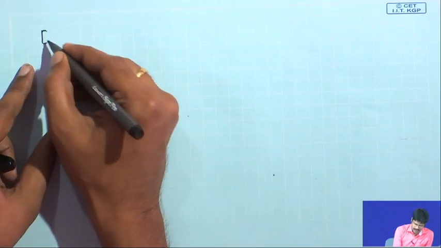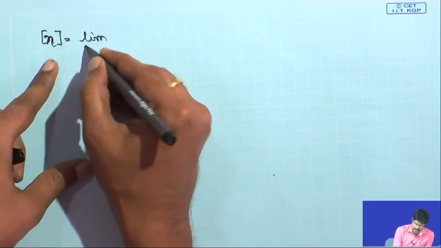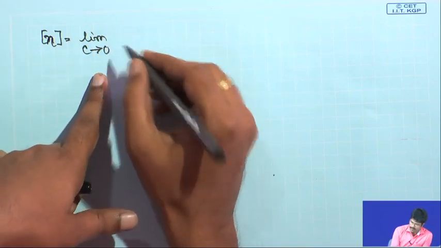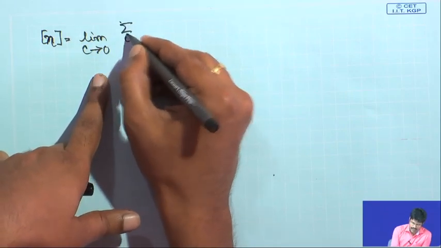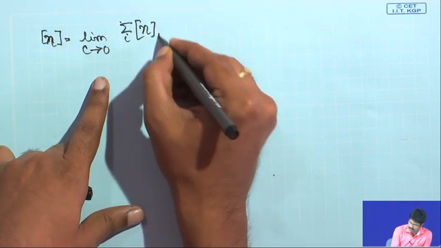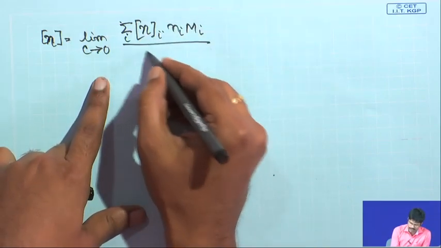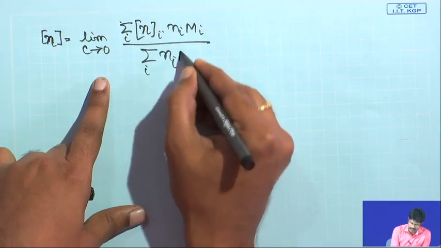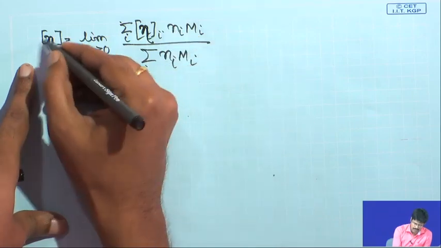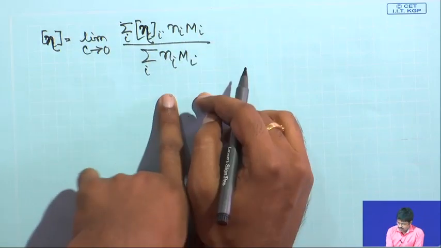What was the expression that we were having here? Eta equal to the limit c tends to 0. I am just rewriting that expression again for the sake of continuity. So, this into sum over i of eta i into N i M i divided by V, and that V will go, because at the bottom I also have sum over i of N i M i divided by V. This is eta and this is N, do not mix that up; this is eta, the intrinsic viscosity. So, this is the expression that we have.